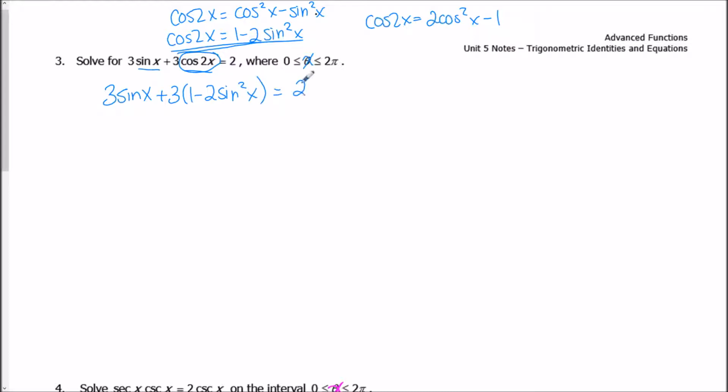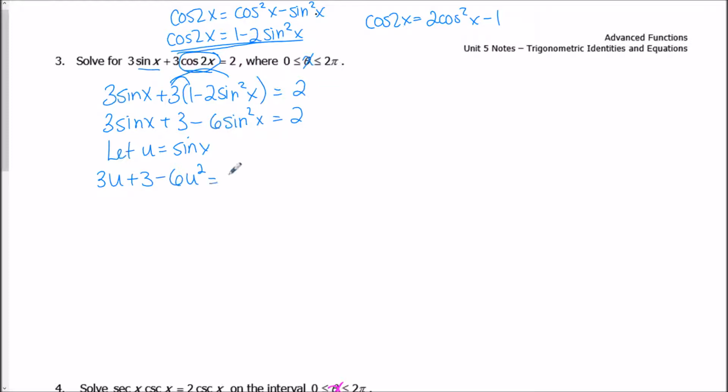Okay, so then I'm going to distribute this 3 through right here. So I get plus 3 minus 6 sine squared x equals 2. And then I'm going to get everything on one side. Now, let's let u equal sine of x here. So I'm going to say 3u plus 3 minus 6u squared equals 2. So if I get everything on one side, this negative 6u squared becomes positive 6u squared. I would subtract 3u, and then I would subtract the 3 here, so I would get minus 1.